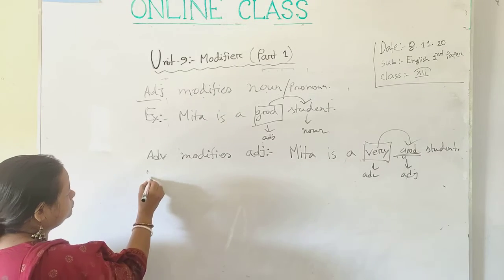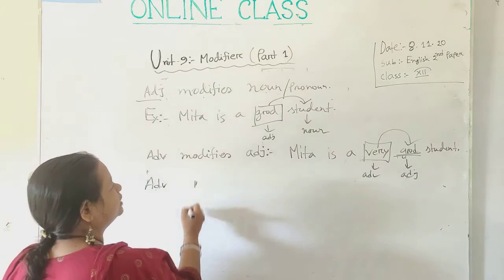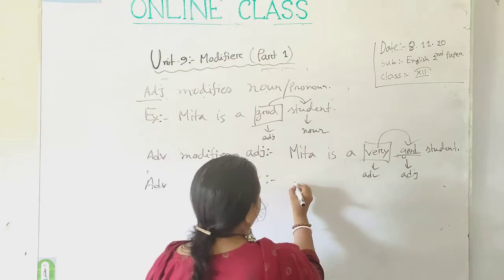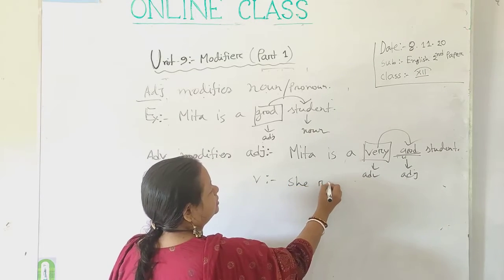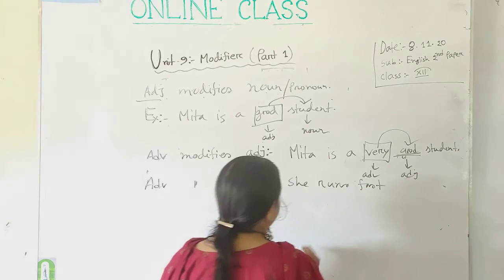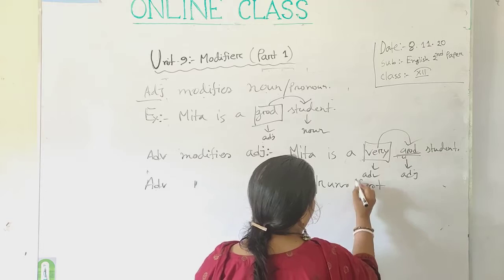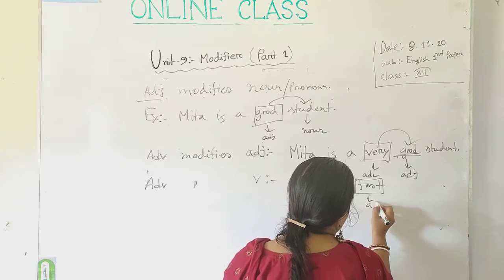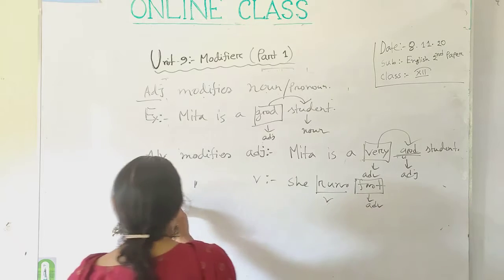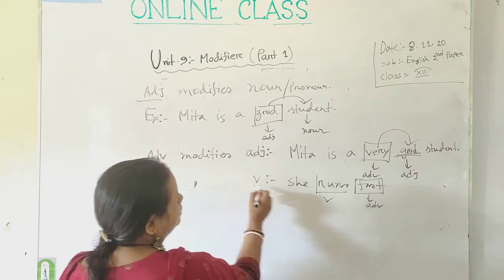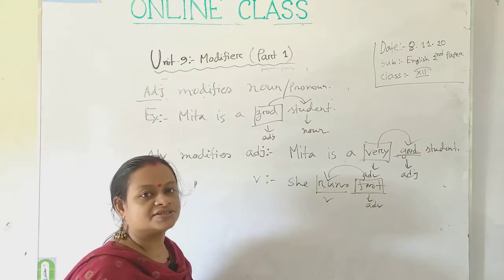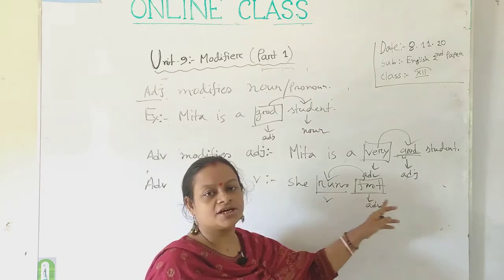Then adverb modifies verb. For example, she runs fast. Here fast is an adverb and run is a verb. So adverb modifies verb. It is an adverb, it modifies the word run. She runs how? She runs fast.